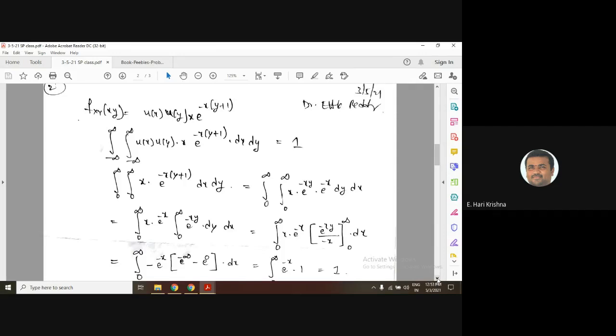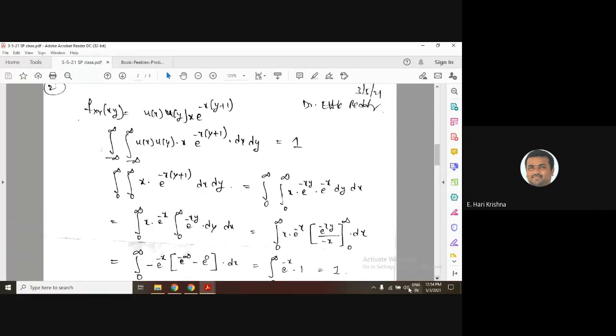This is the function given, and the first question is: show that the area under the probability density function is unity. The second question is: find the marginal density functions of x and y. U of x is a unit step function, defining x from 0 to infinity. U of y is a unit step function, defining y from 0 to infinity.